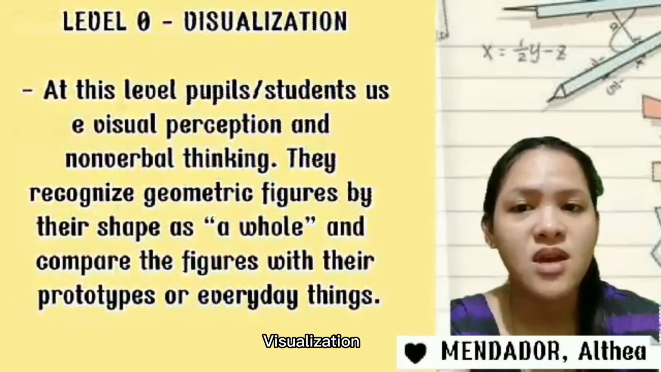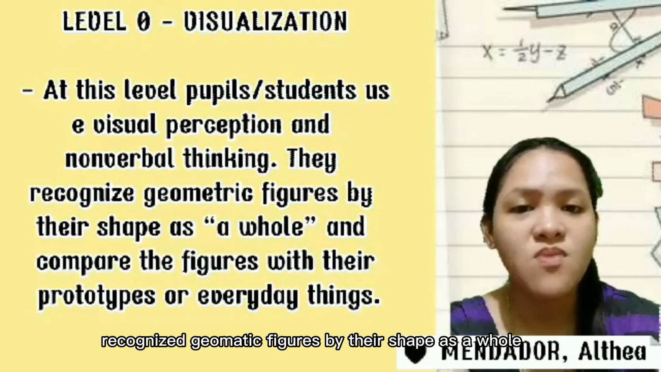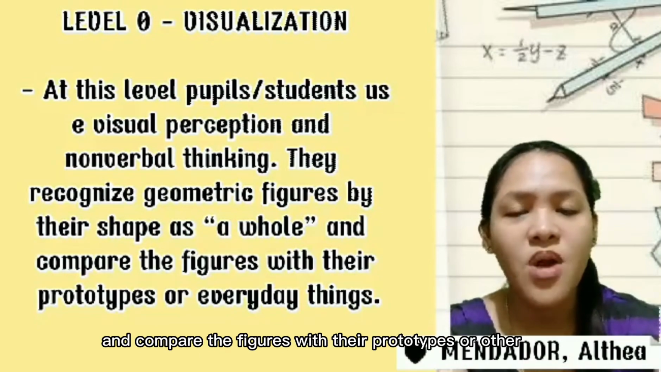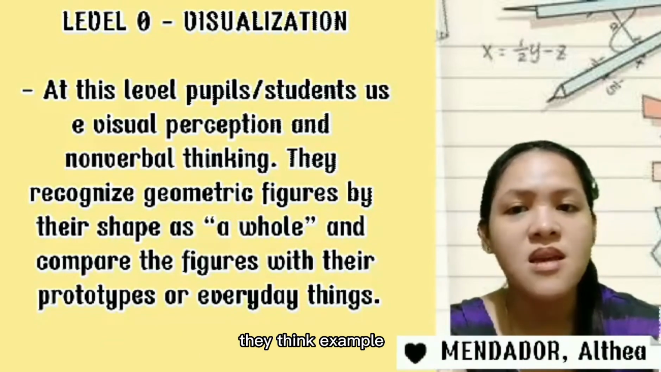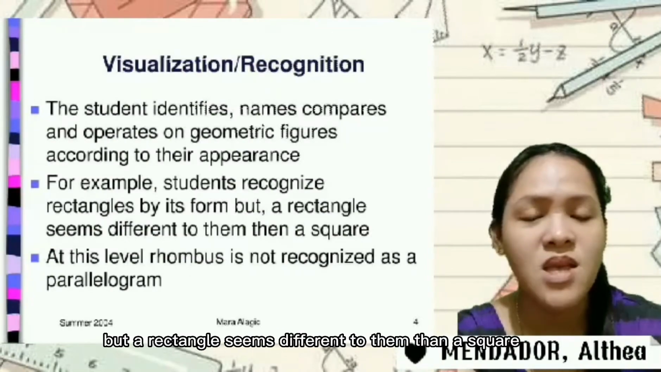Level 0, visualization. At this level, students rely on visual perception and non-verbal thinking. They recognize geometric figures by their shape as a whole and compare the figures with their prototypes or everyday things. Example, a student recognizes a rectangle by its form, but a rectangle seems different to them than a square.